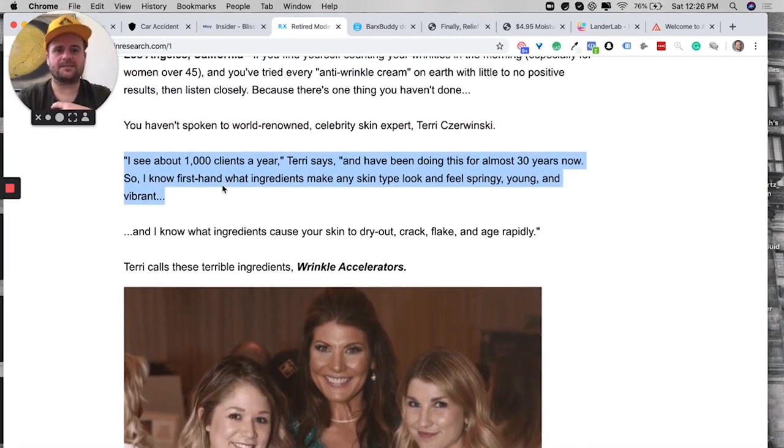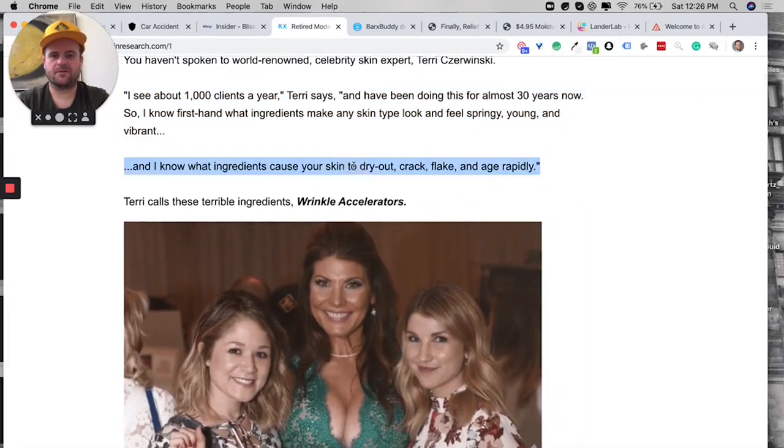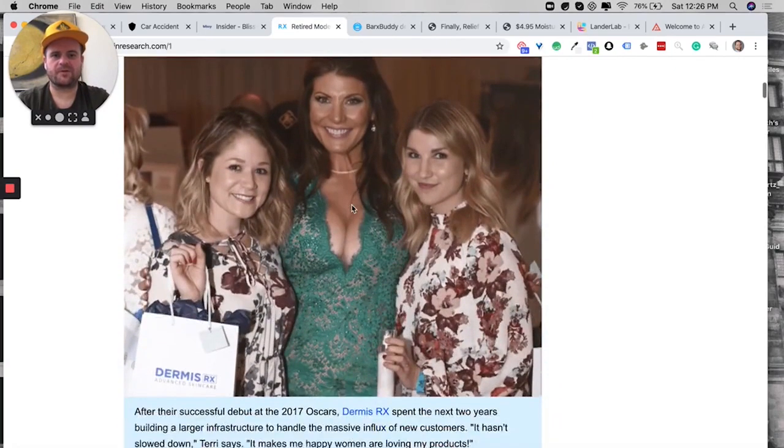Again, it's using that interview, kind of news style with the disruptor. So this is a disruptor, and I talk about the pain point up top. These are why women, she calls them wrinkle accelerators. Most creams are wrinkle accelerators.